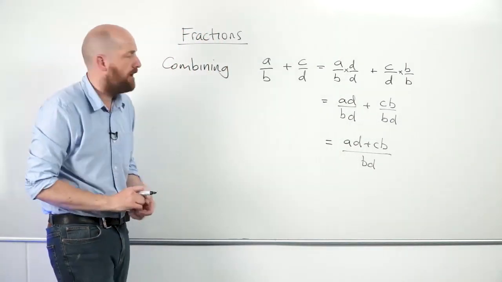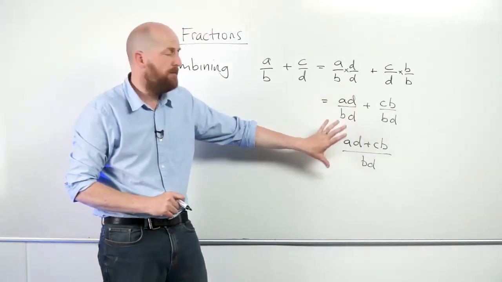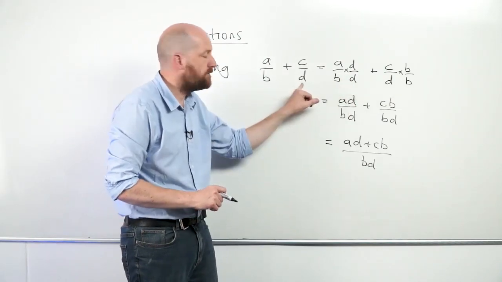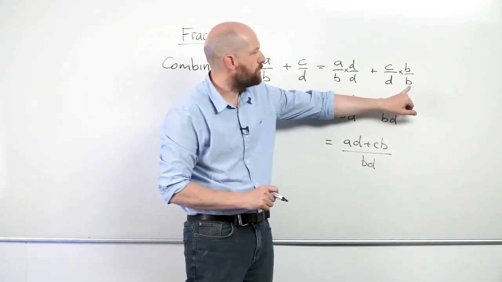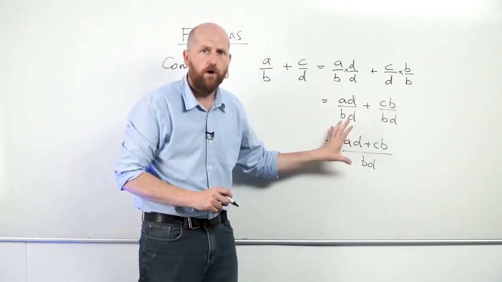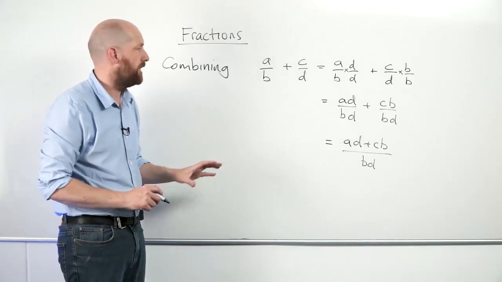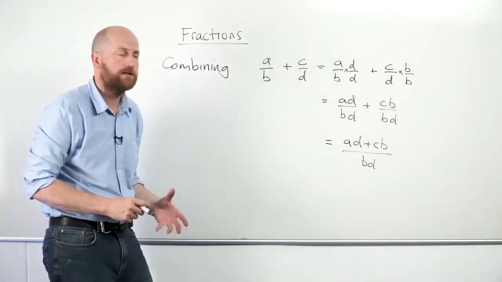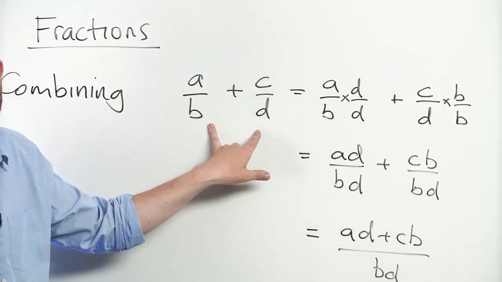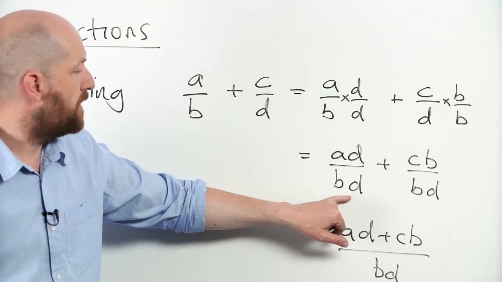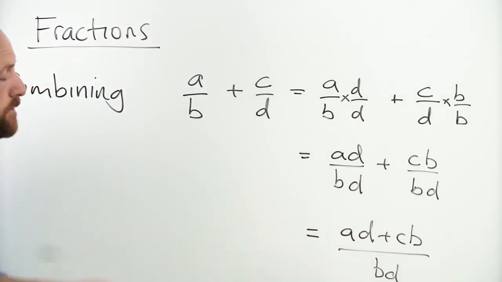The one thing to remember there is, although this is a foolproof method, multiplying this one here by d over d, the denominator of the second fraction, and multiplying this one here by b over b, the denominator of the first fraction, that will always work. It's not always the most efficient way of doing it. In fact, what we're looking for as a common denominator is the lowest common multiple of the two numbers b and d. BD is in fact a multiple of b and d, but it might not be the lowest common multiple. So I'll do an example just to show you what that looks like.